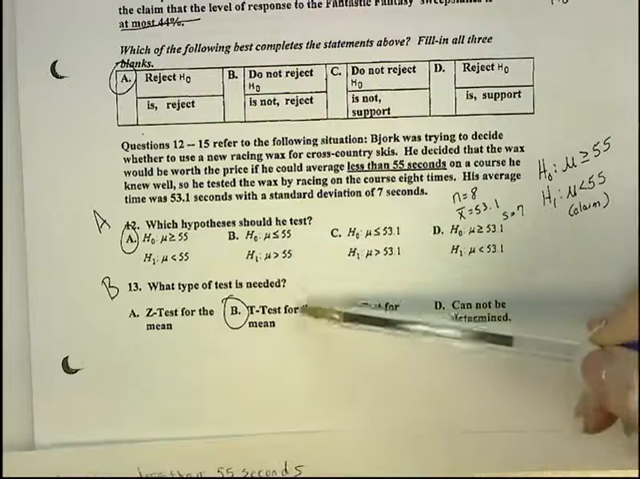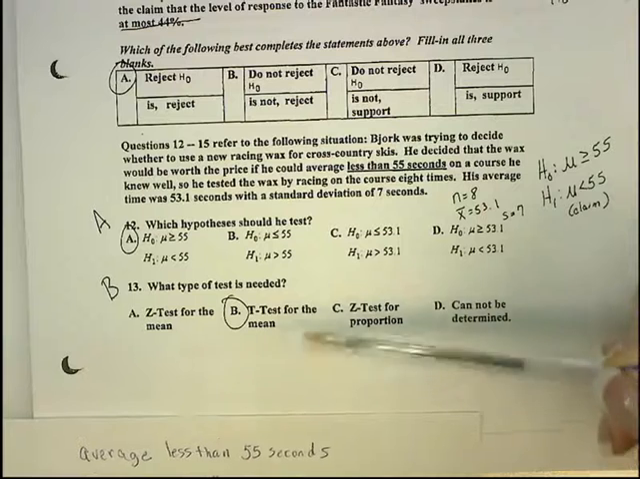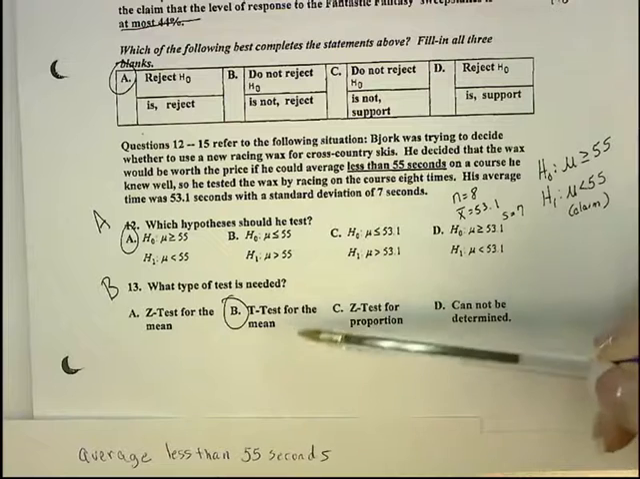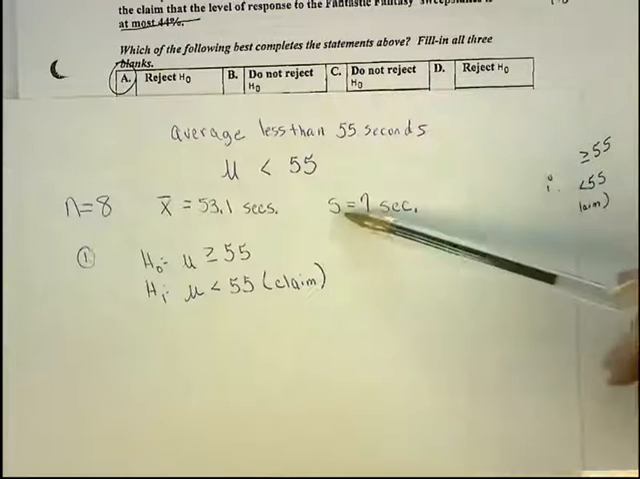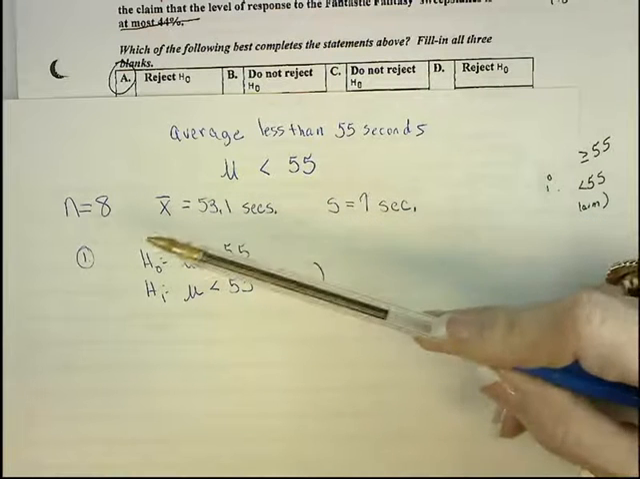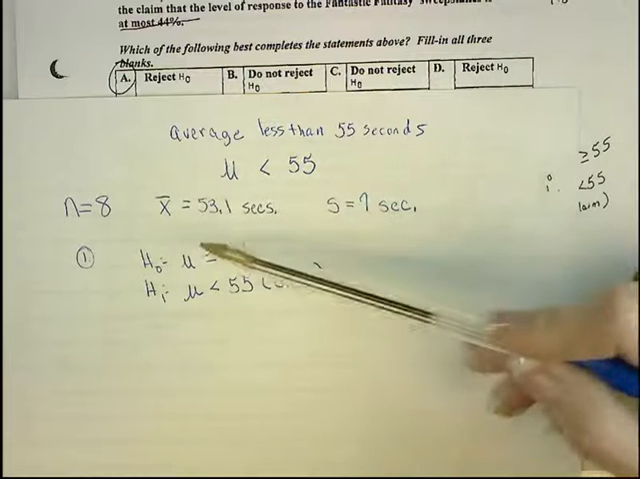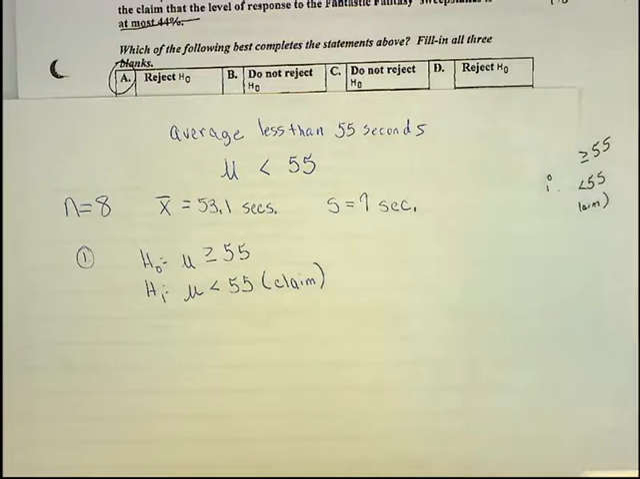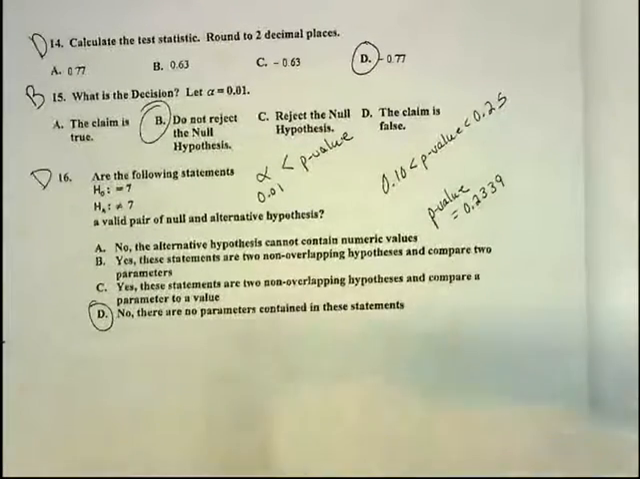13, it's a t-test because the sample size is small, less than 30, and at the very same time, sigma, the population standard deviation, was not given. It only gave sample standard deviation of 7 seconds. For his sample of 8 races, the standard deviation of those 8 races was 7 seconds, and the sample mean was 53.1. So it's a t-test because both conditions are satisfied. Question number 14, what's the test statistic? So it's going to be completely up to us which method that we would like to use for this problem.